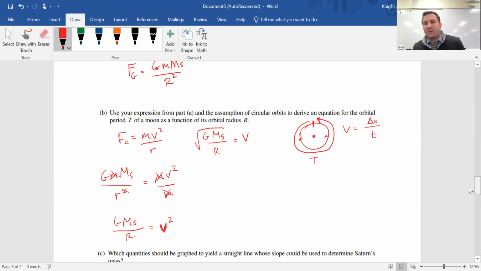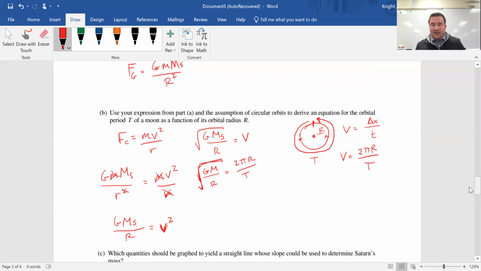But what's the distance there? Well, the distance is the circumference of this circle. So our velocity is equal to 2 pi r over the period. So we can replace our velocity here with 2 pi r over the period. The square root of G ms over r is equal to 2 pi r over t. Make sure that goes all the way down here, so don't forget that that's a square root.